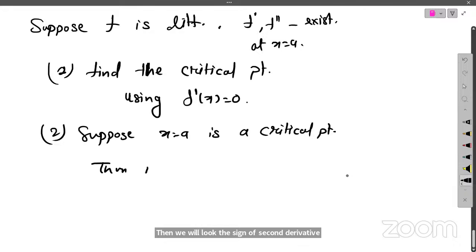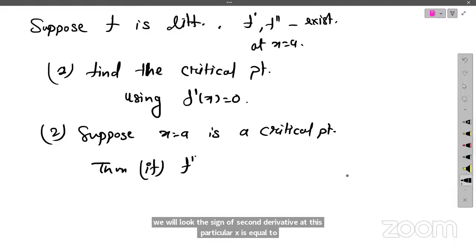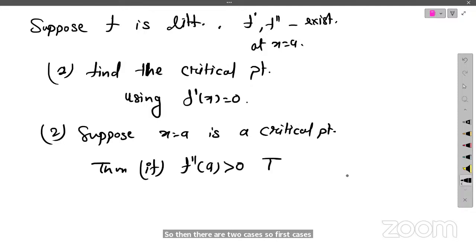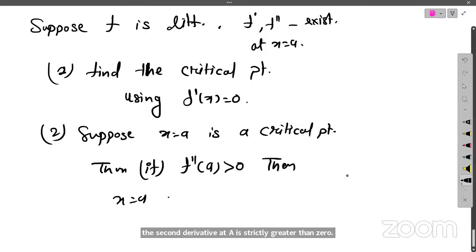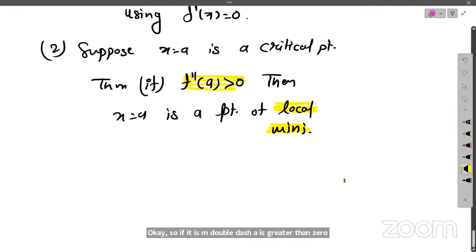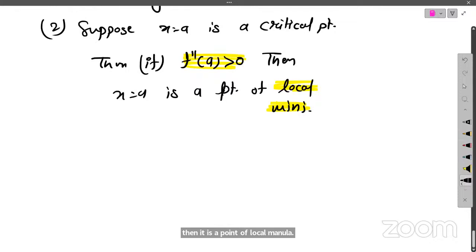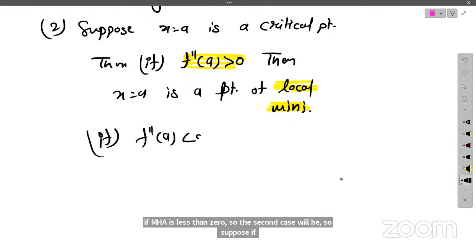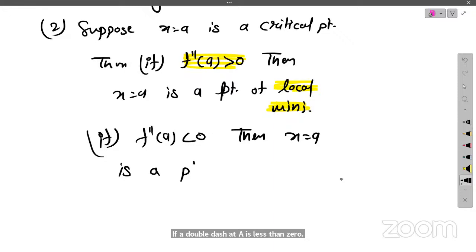So then there are two cases. The first case is if the second derivative at a is strictly greater than 0, then the point x is equal to a is a point of local minimum. Now, the second case: if f double dash at a is less than 0, then this point x is equal to a is a point of local maximum.